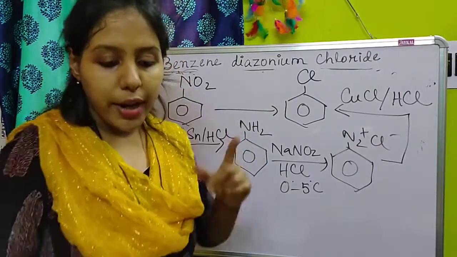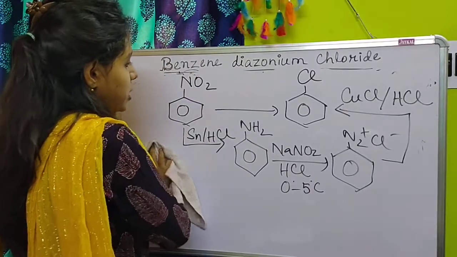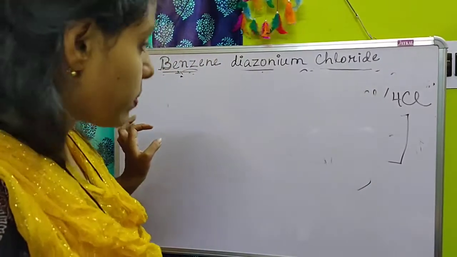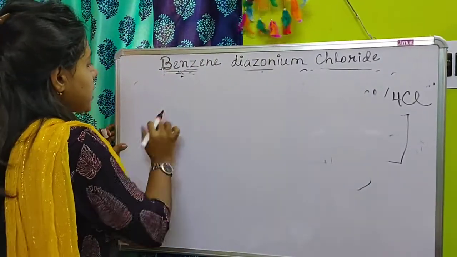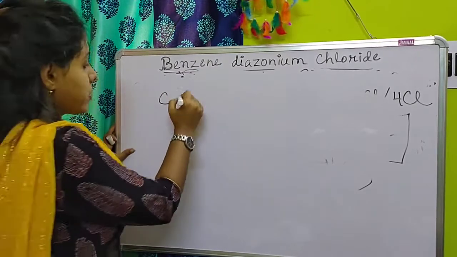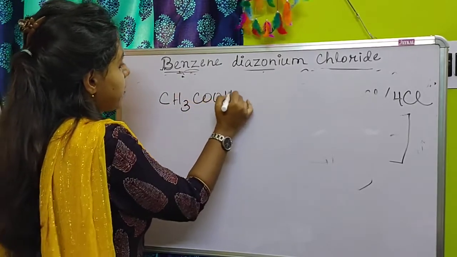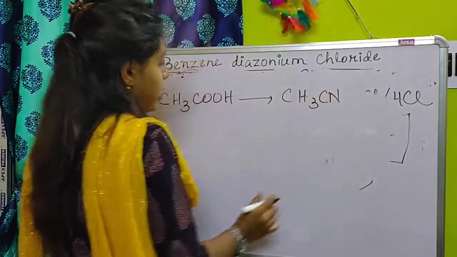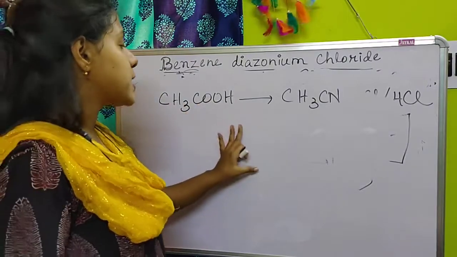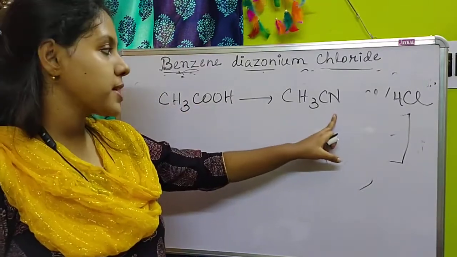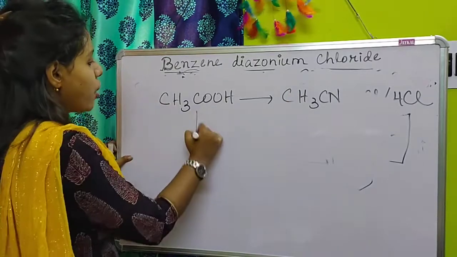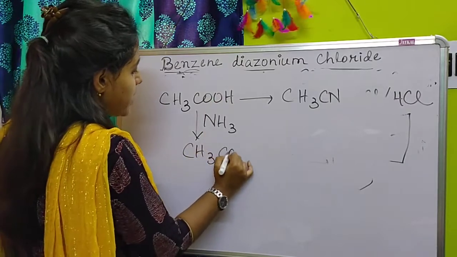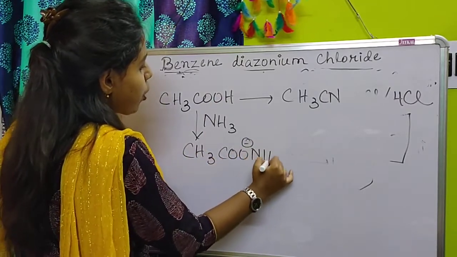Okay, and the last conversion that I am telling, suppose you are given CH3COOH, and from there you have to prepare CH3CN. So how could you prepare it? Here there is no nitrogen, but in the product nitrogen is present. So first you have to add a nitrogen here. For this you add NH3, ammonia. So it will be converted into CH3COO- NH4+.